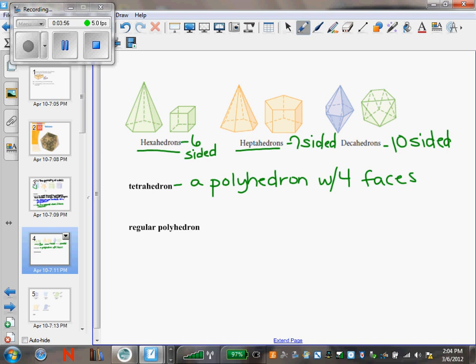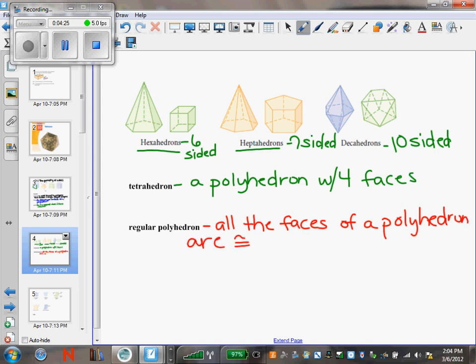A regular polyhedron, which you could probably guess, is if all the faces are congruent. So just like a regular polygon, except for now it's 3-dimensional, so it's a regular polyhedron. So all the faces of a polyhedron are congruent polygons.